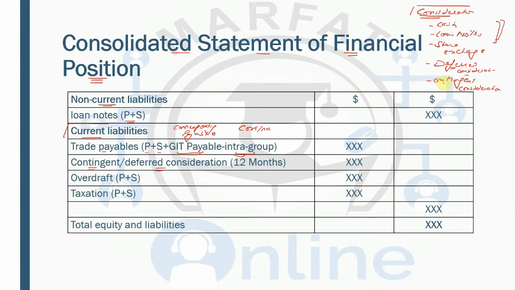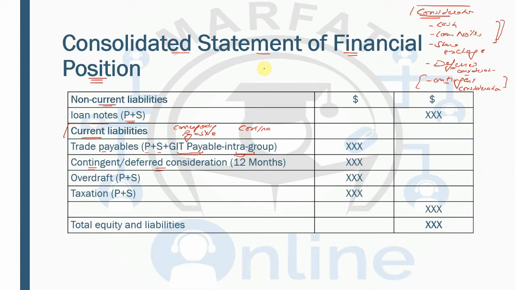Sometimes there are conditions attached to the payment, like the parent says to the subsidiary, we are paying you this much amount now, and if you take the share price up to a certain level, or your profits have increased to this level, or your revenue has increased to this level, or your assets have increased to this level, whatever the condition is, then we will be paying you this much amount. That is known as the contingent consideration. Contingent means there's a condition attached with that.